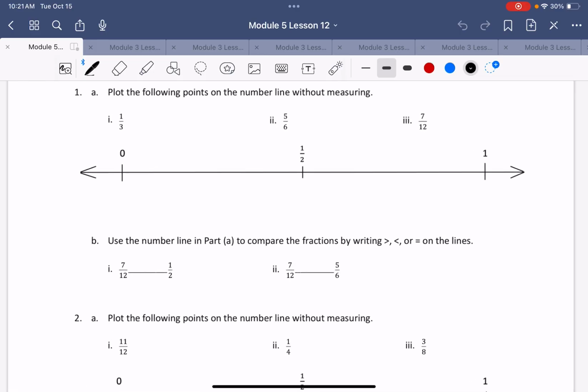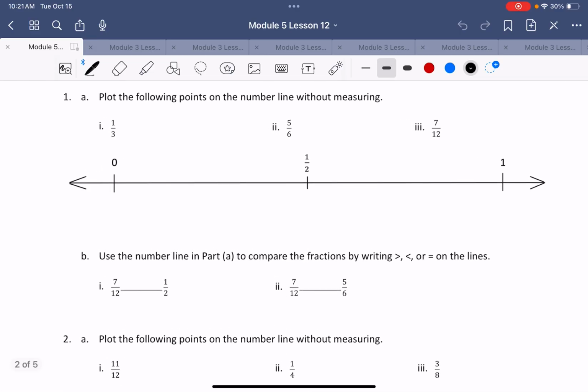We're going to start at the top, and we're going to be thinking about each fraction. Are they closer to 0, to 1/2, or to 1 whole? So if we had 1/3, is that closer to 0, to a half, or to a whole? Well, 1 is closer to 0 than 3. So we're going to say 1/3 would go somewhere on the number line closer to 0.